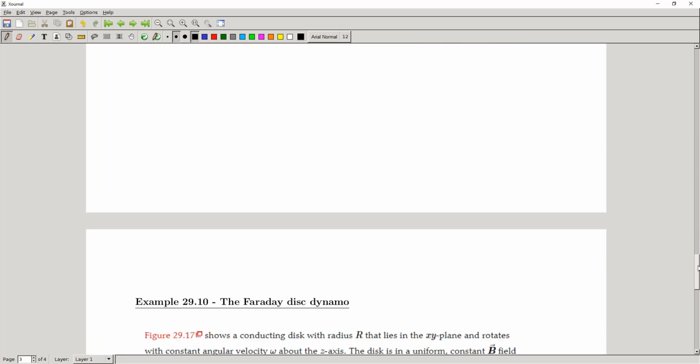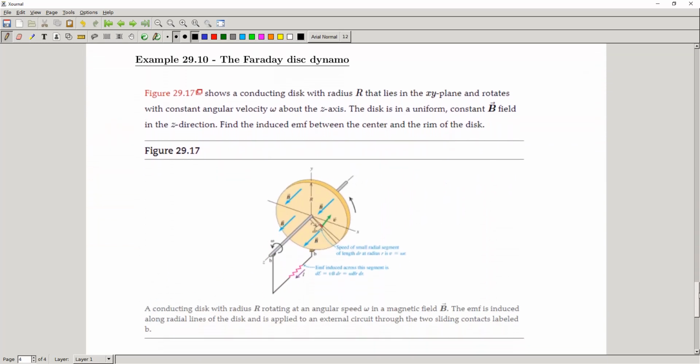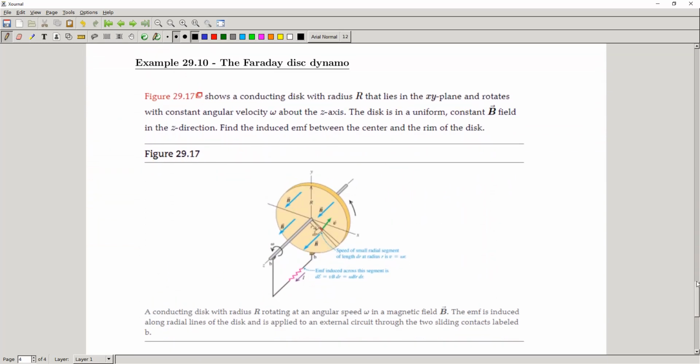Now for the second example, we have something a little more interesting, a little more complicated. We're going to be looking at a Faraday disc dynamo here. So this is a way we really could generate an EMF if we wanted to. So what do we have going on here? I guess I'll start out by reading the problem.